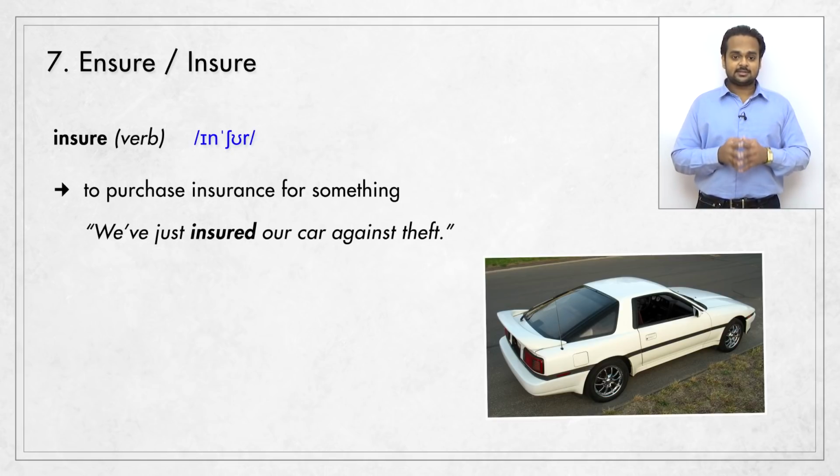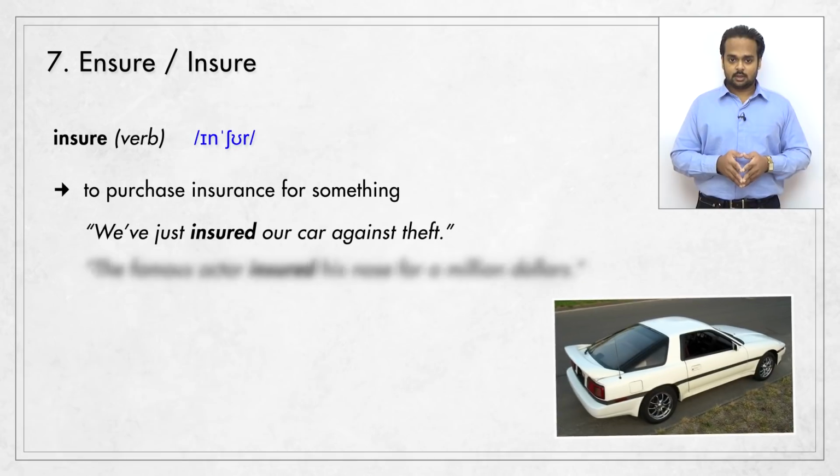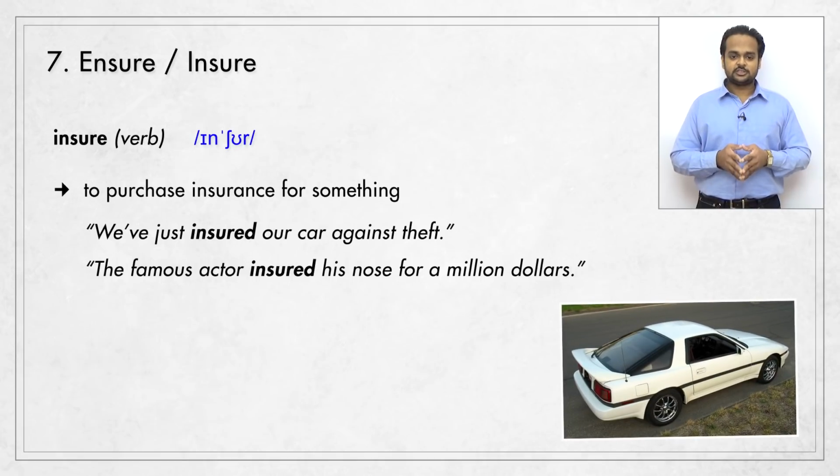People sometimes get strange types of insurance. The famous actor insured his nose for $1 million. That means if something happens to his nose by accident, then he might not look so handsome and may not be able to get acting jobs. So the insurance company will have to pay him $1 million. So remember, ensure with an E means to make sure, and insure with an I means to purchase insurance for something.